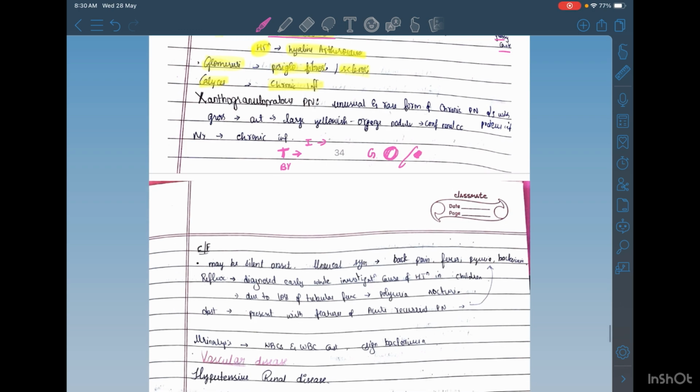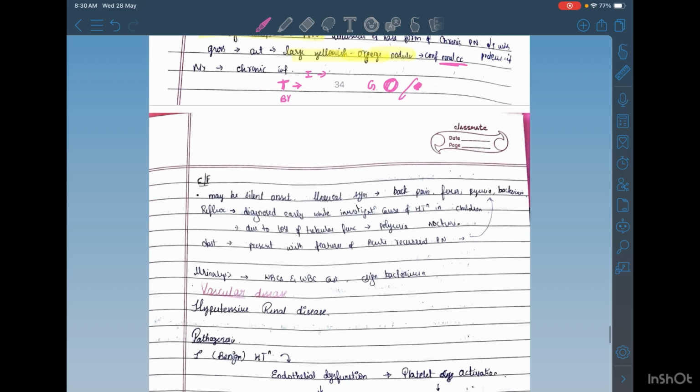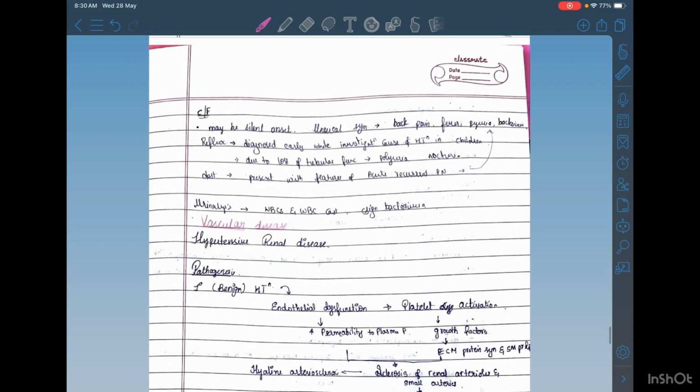Next, one more we have, that is xanthogranulomatous pyelonephritis. It is a very unusual and rare form, usually associated with Proteus bacteria. Why is this important? In gross it will be large yellow-orangish nodules which can be confused with renal cell carcinoma, okay. Microscopy, same thing, chronic inflammation. Coming to the clinical features, it may be a silent onset, with unusual symptoms like back pain, fever, pyuria, bacteriuria, everything.